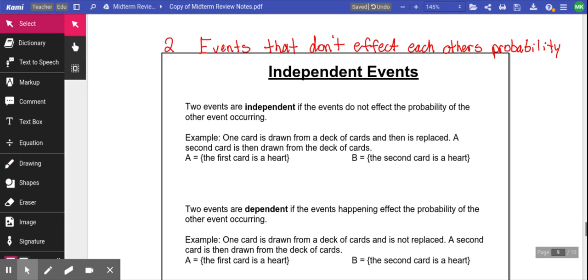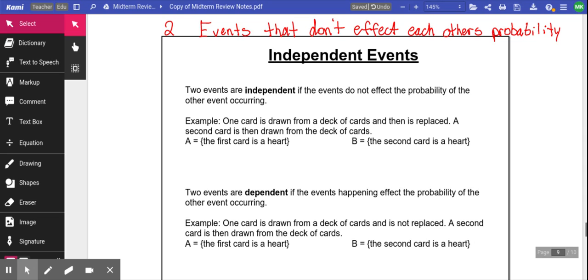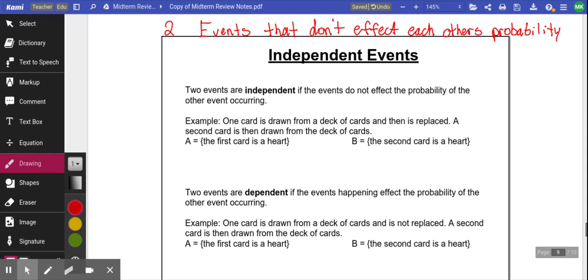An example of how independent and dependent events can change: this first example says 1 card is drawn from a deck of standard cards and then is replaced. A second card is then drawn from that deck of cards. Event A is the card is a heart. So the probability of drawing a heart is 13 hearts divided by 52. Event B is that the second card is a heart. After I drew out the first card, I replaced it, and then I drew another card. So there should still be 13 hearts in the deck, and there should still be 52 cards total.